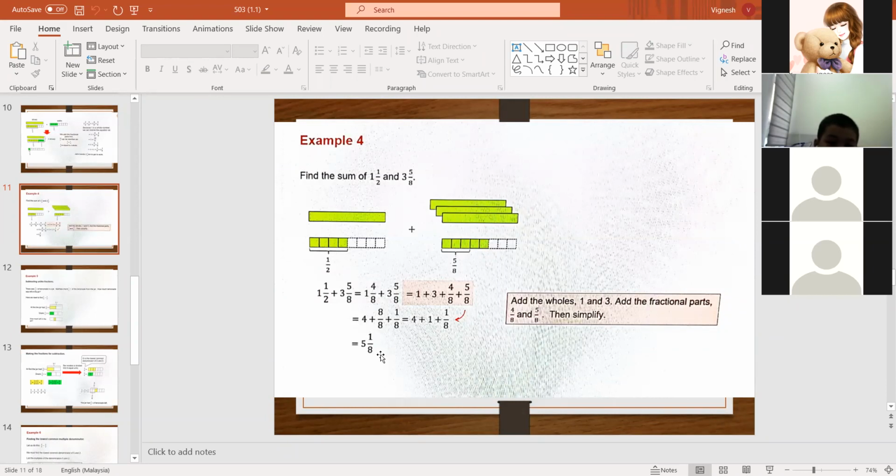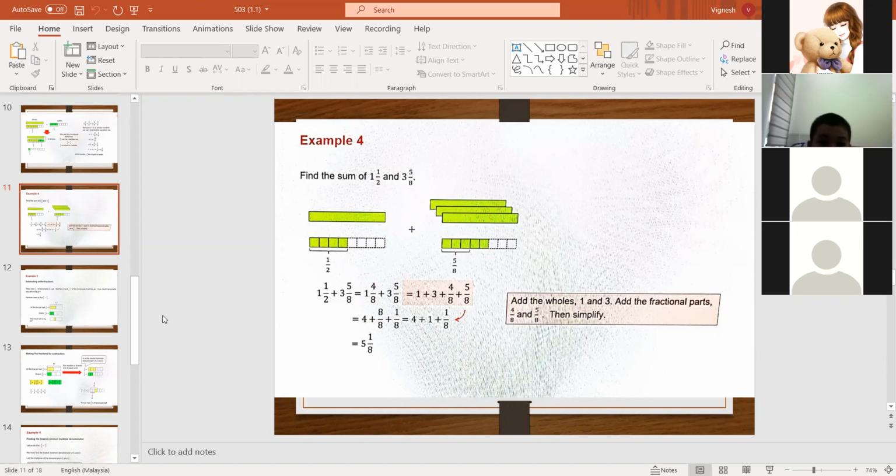Understand or not? Understand or not? Who still doesn't understand? Hello, class. Can you all understand or not? Teacher, please let me know if you don't understand.